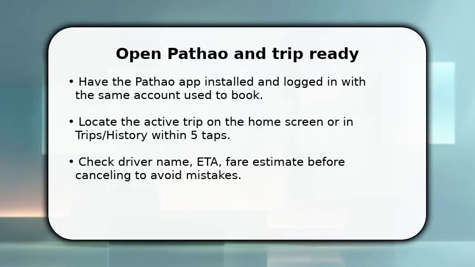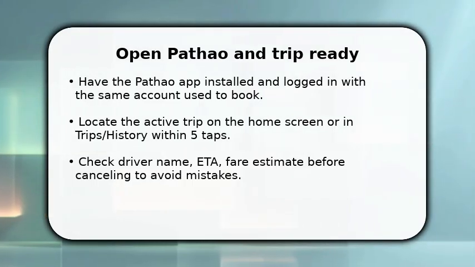You start by opening Pathao and confirming you're in the same account that made the booking. Once you see the active trip card, tap it to expand details. This shows driver, vehicle, and fare.